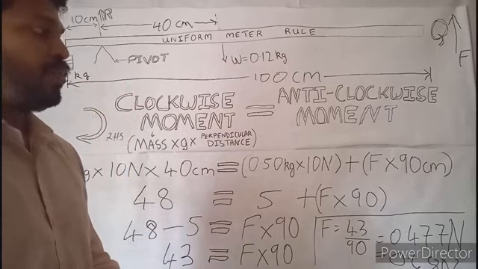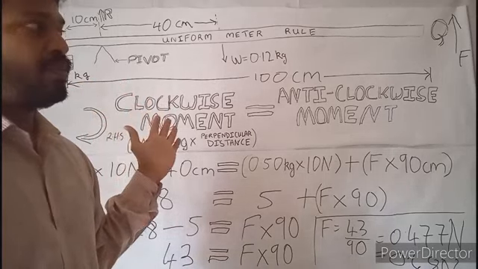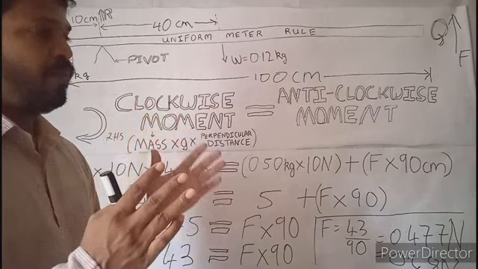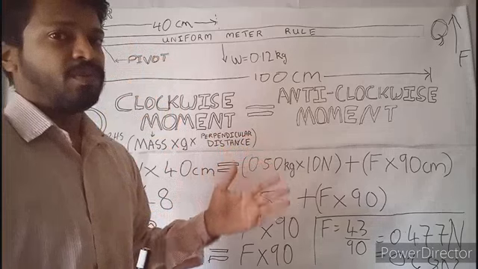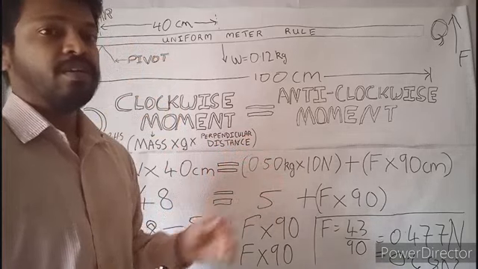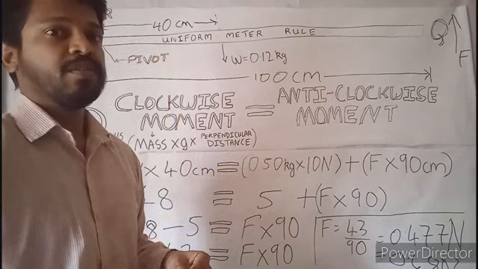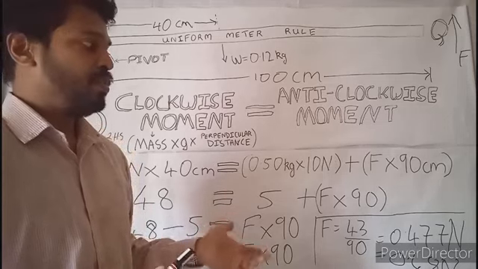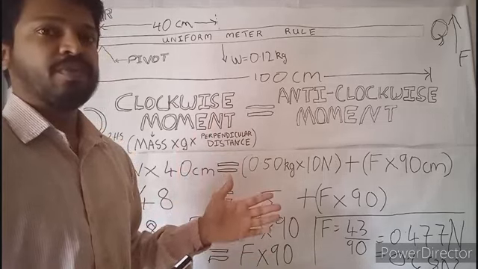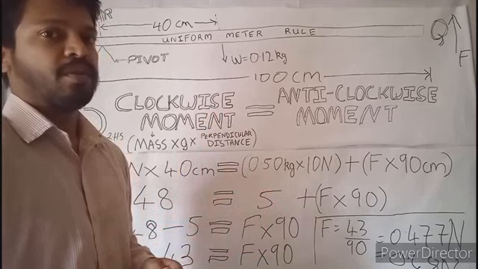So you can see the force F is approximately equal to 0.5 newtons. If you see the first diagram, the anti-clockwise force is always equal to the clockwise force. That is how we have solved the second question, part 2.